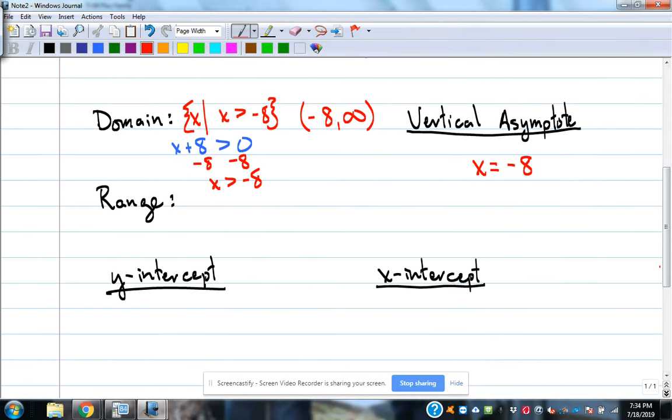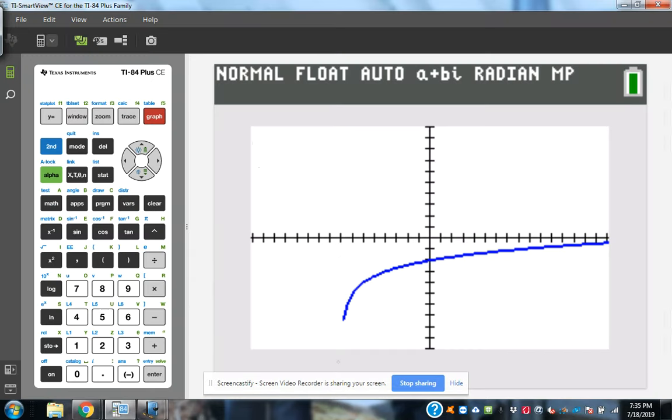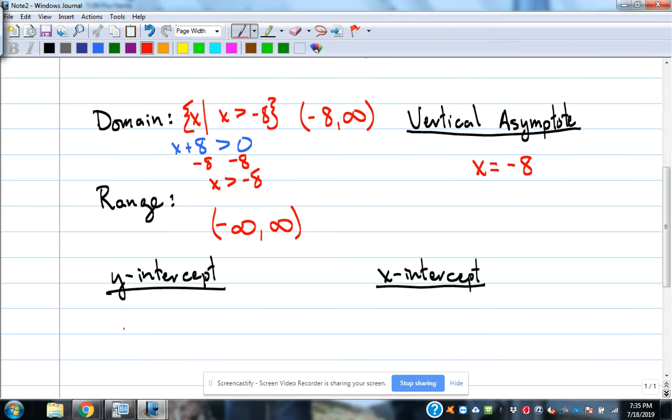The range would be from negative infinity to positive infinity. Look at our graph. It goes down toward negative infinity here, and it continues up, albeit slowly, to the right to get to positive infinity.